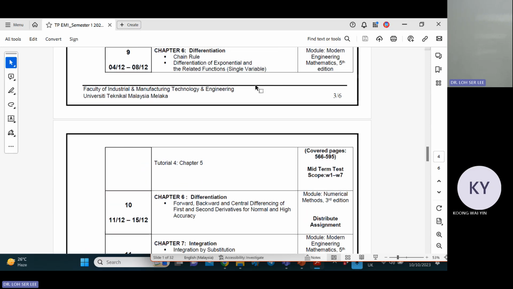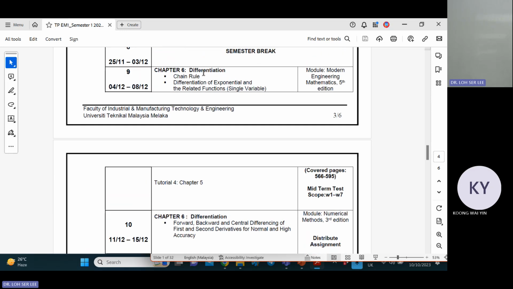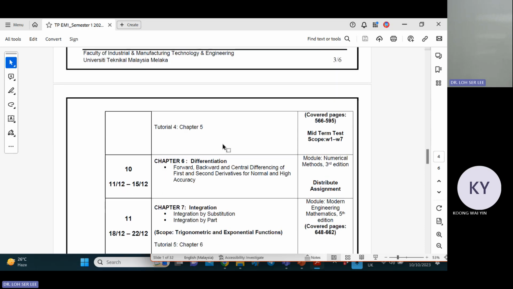And differentiation. I think for this part, this is just a revision for you because you have already learned the differentiation of exponential function, polynomial function, trigonometric function, right? What's new to you is the numerical differentiation, that involves forward, backward, central differencing of the first and also the second derivatives. We will just find up to second derivatives.